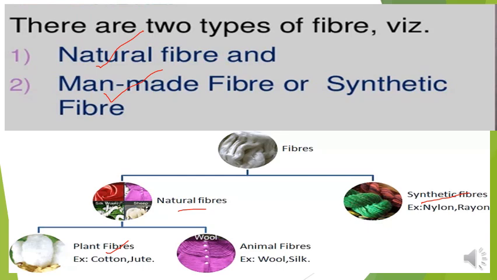The fiber which is obtained from plants is called plant fiber, and the fiber which we get from the fleece of animals or by animals is called animal fiber. Examples of plant fibers are cotton and jute, whereas wool and silk are the examples of animal fibers. Synthetic fiber is the second type of fiber, which is made by man, or artificial fiber. Examples of synthetic fibers are nylon, rayon, polyester, etc.